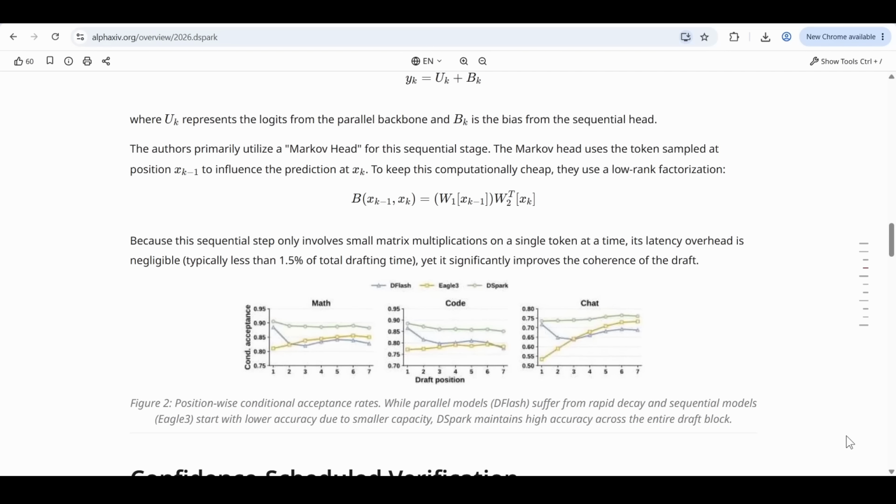Open-ended chat. This is actually where DSpark makes the biggest relative improvement over older methods, because chat is the hardest to predict. Their benchmarks showed acceptance rates jumping from around 46% all the way to nearly 96% on chat tasks after applying the confidence threshold. So if your use case involves conversational AI at scale, customer support, assistance, that kind of thing, DSpark's gains are especially significant there.